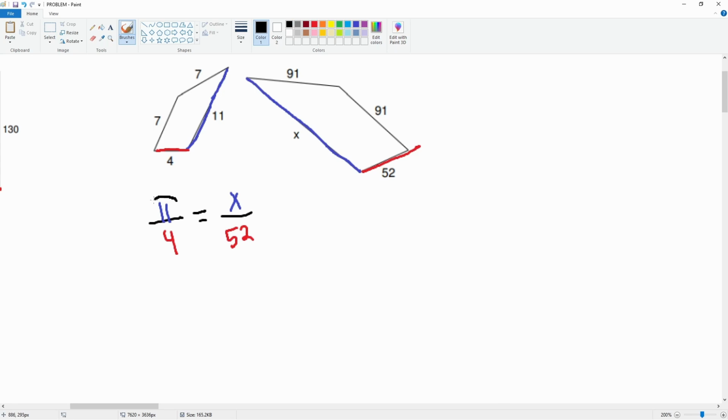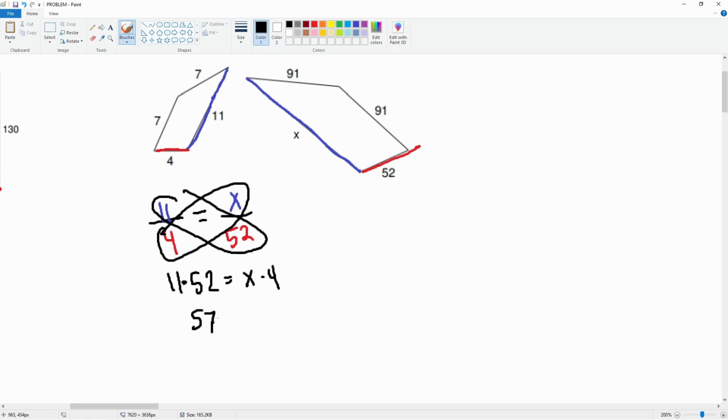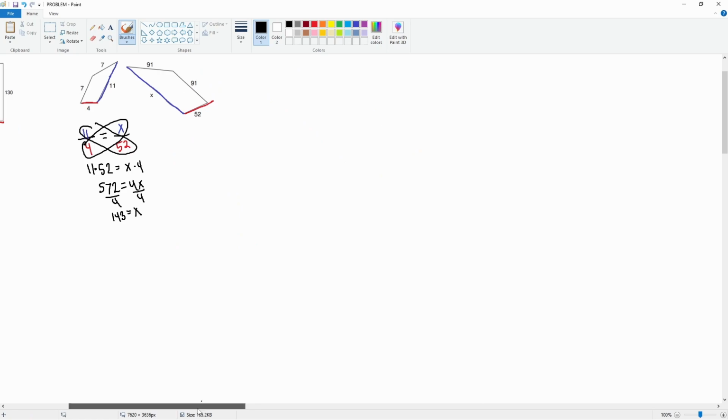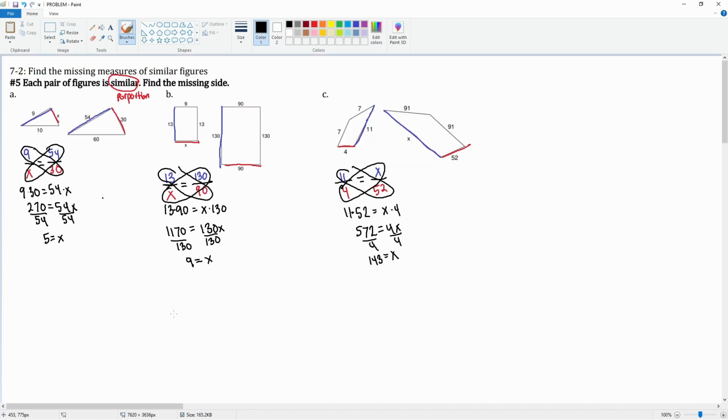Now we can cross multiply. 11 times 52 is going to be equal to X times 4. 52 times 11 is 572, which is equal to 4X. Divide by 4 to both sides. 572 divided by 4 gets you 143. There you go. So you just have to look at its corresponding sides, then set up the proportion, then solve for X.